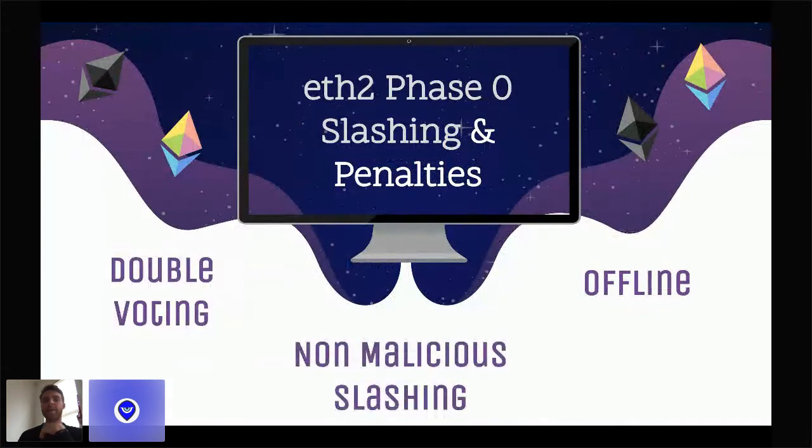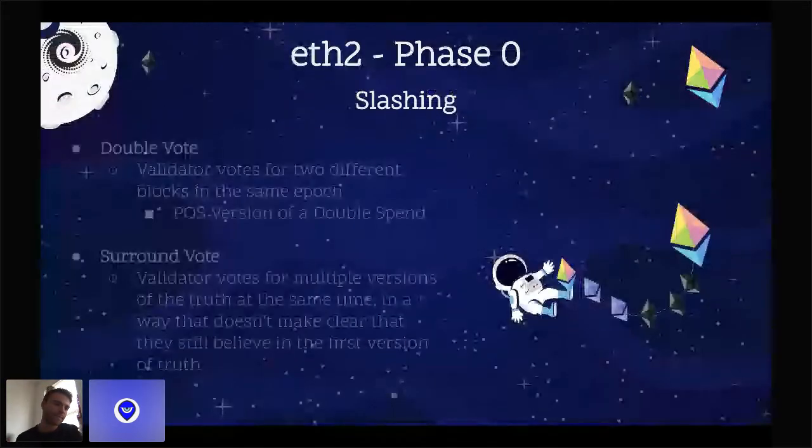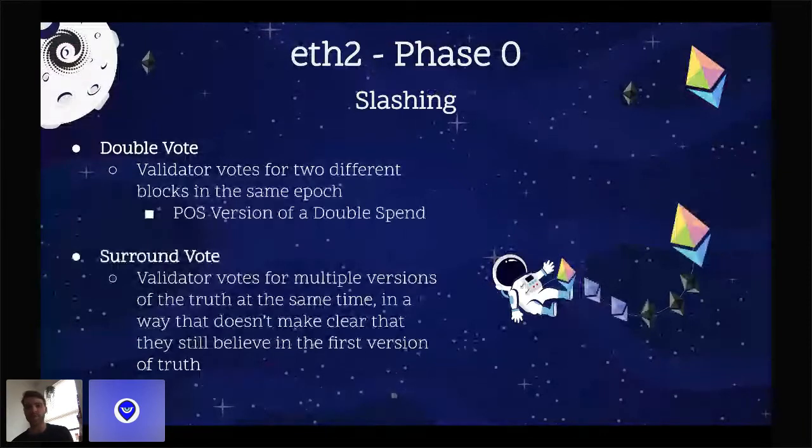Let's talk a little about slashing and penalties and what will exist inside of phase zero. We won't go too in depth from a mathematical perspective, as the model only assumes an honest validator, but I think it's important for everyone to have some acknowledgement of them. Let's start with slashing. The classic double vote, which is likened to a double spend, is the proof of stake version of that. This is when a validator votes for two different blocks in the same epoch. This is punishable by slashing.